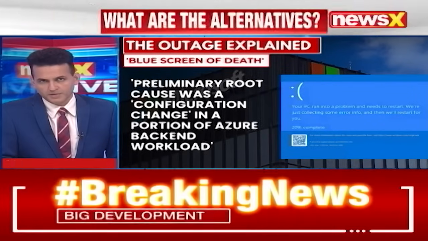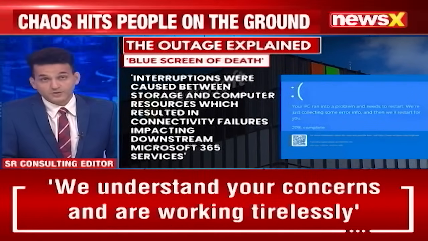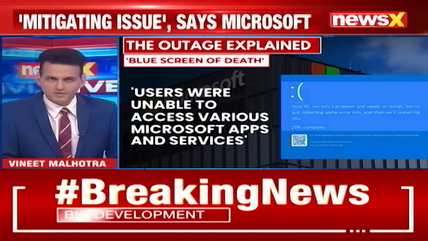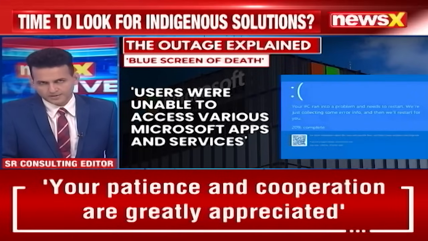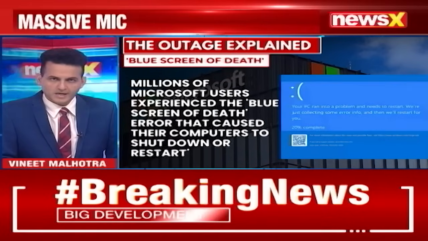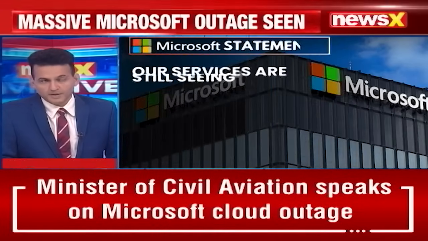Microsoft said that the preliminary root cause was a configuration change in a portion of its Azure backend workloads. It caused interruption between storage and compute devices and resources, which resulted in connectivity failures that affected downstream Microsoft 365 services dependent on these connections. The company also said that it is a problem that will be fixed.